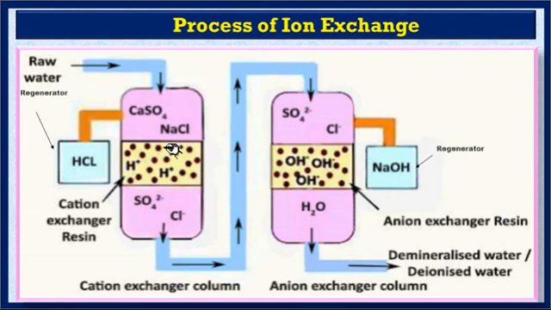That is why all the cations and anions are removed by passing the hard water through the cation exchange resin and then the anion exchange resin. So the water coming out from the anion exchange resin is the demineralized or deionized water. So this is the basic process of water softening using the ion exchange process, using the ion exchangers: the cation exchanger containing the cation exchange resin, and the anion exchanger containing the anion exchange resin.